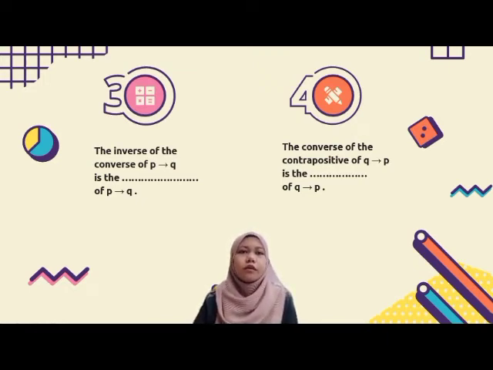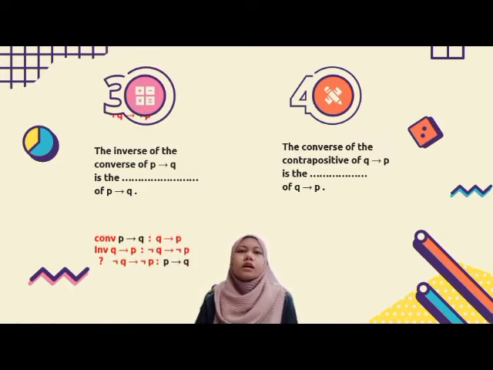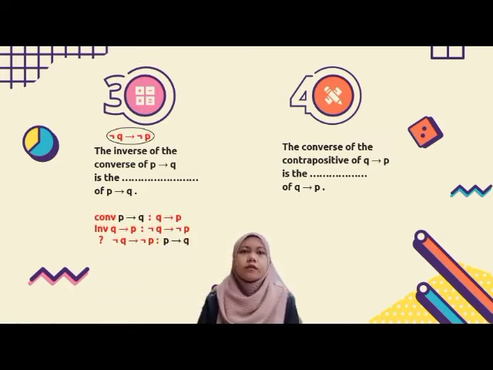Okay, next, the third question. The inverse of the converse of p implies q is the what of p implies q. In this question, we need to start with the converse of p implies q, and we will get q implies p. After that, we take the inverse of that, and we will get not q implies not p. Not q implies not p must be the same as the answer of the back statement, which is the contrapositive of not q implies not p, and we will get p implies q.